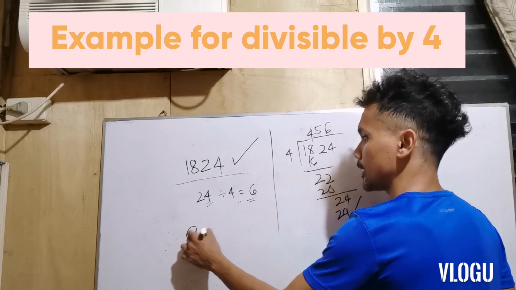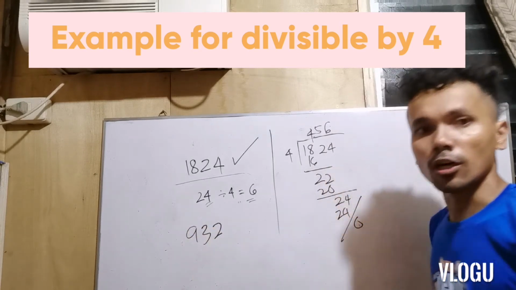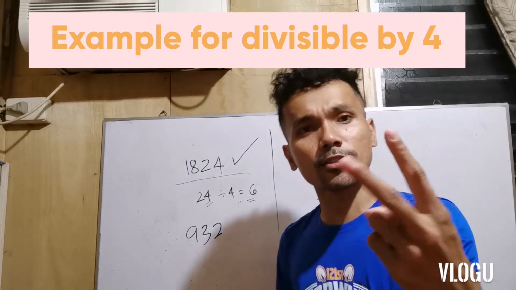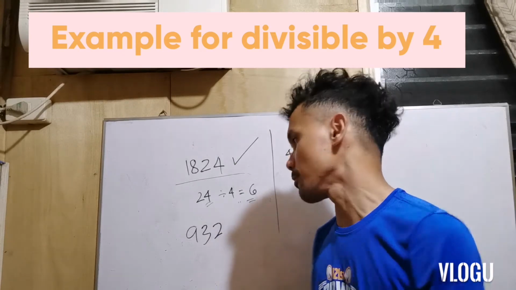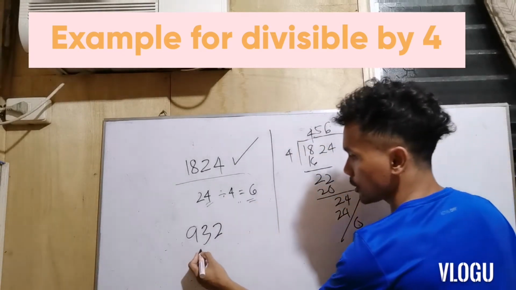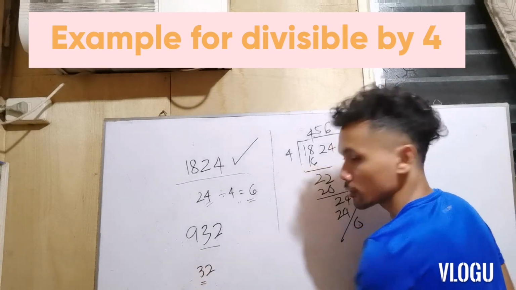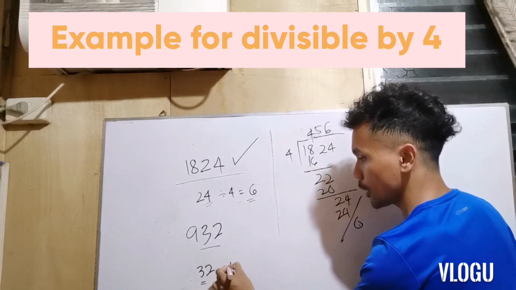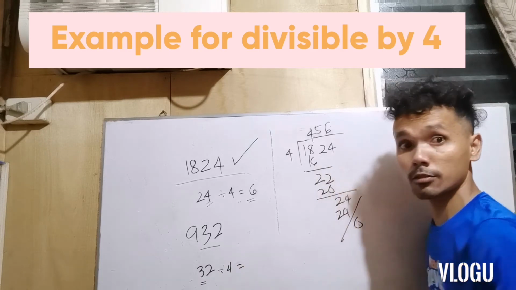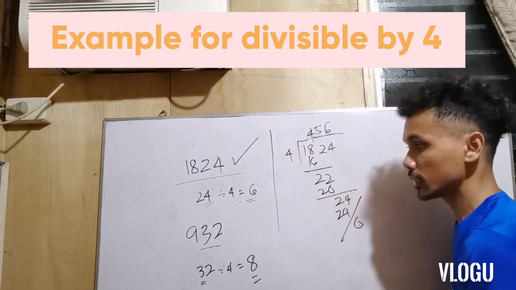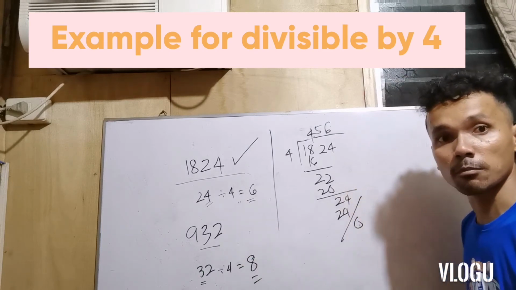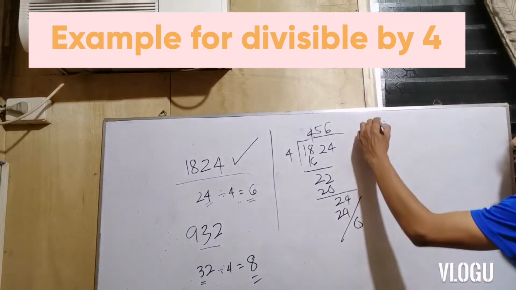Okay? Palagay natin 932. Anong sabi sa rule? That the last 2 digits should be divisible by 4. So, the last 2 digits, 32. So, 32. Okay? Divided by 4, this is equal to what? 32 divided by 4 is just 8. So, therefore, divisible siya by 4. 932 is divisible by 4. Okay, checking.